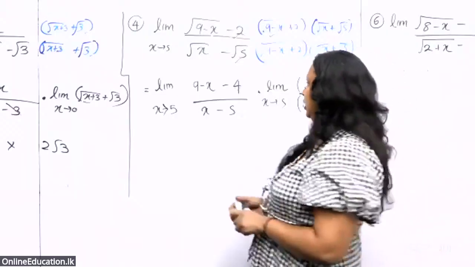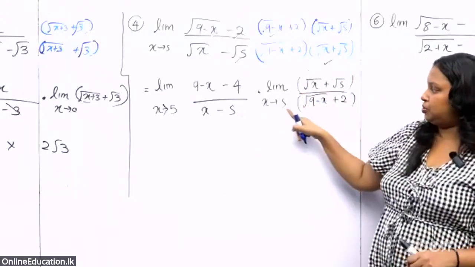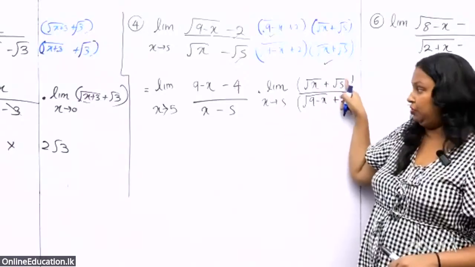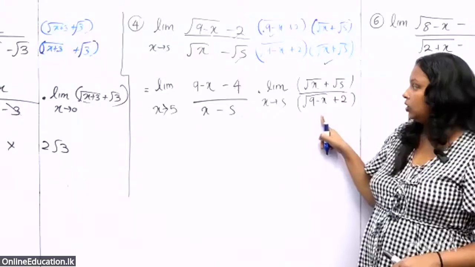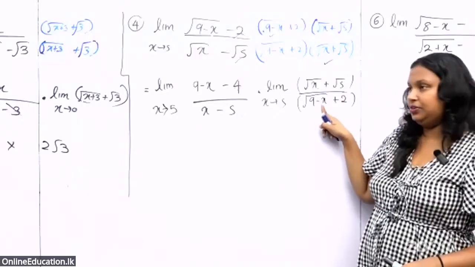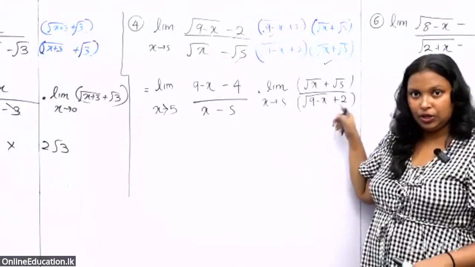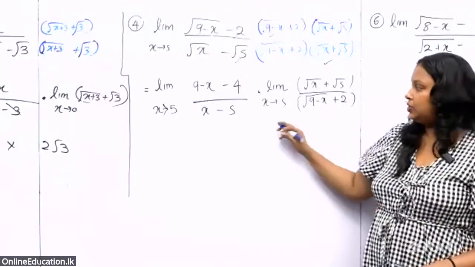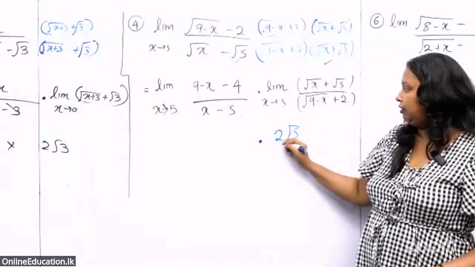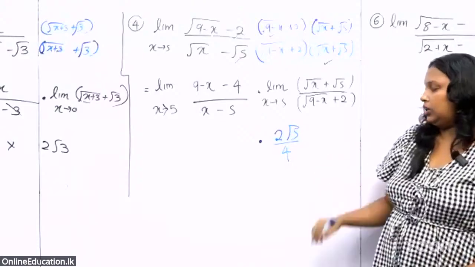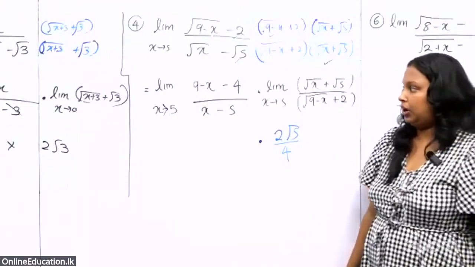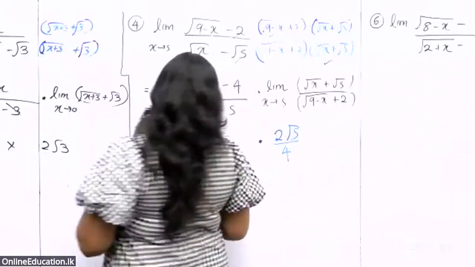Clear? Right. Now here you see you can go for a direct substitution. Substitute 5 here. Root 5 plus root 5, 2 root 5. Denominator. Substitute 5 here. 9 minus 5, 4. Root 4 means 2. 2 plus 2, 4. So here we will get the answer as, when you write 2 root 5 over 4. Clear? 2 root 5 over 4. Substitute 5 and get the answer. Substitute 5 and simplify. How about this side?